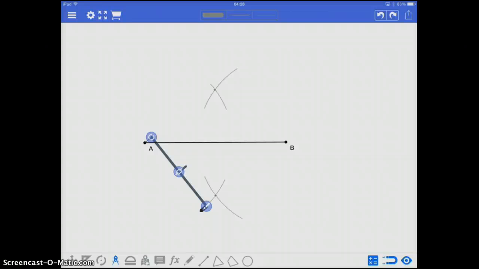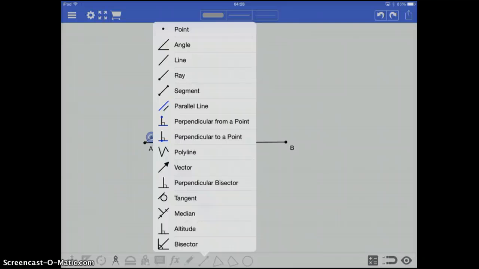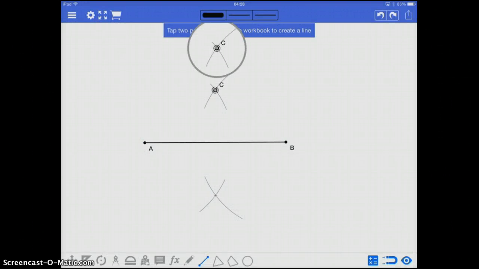distances from the endpoints. So now, if I take my line segment tool and I go from those two points of intersection of the arcs, that will cut my line segment AB in half and be at right angles to it.